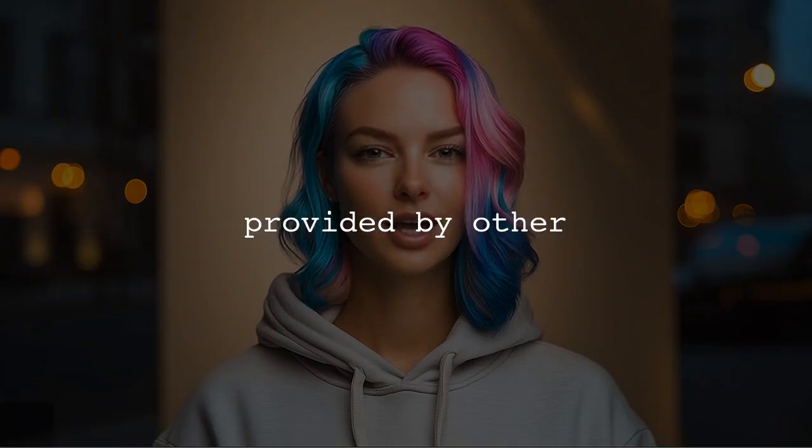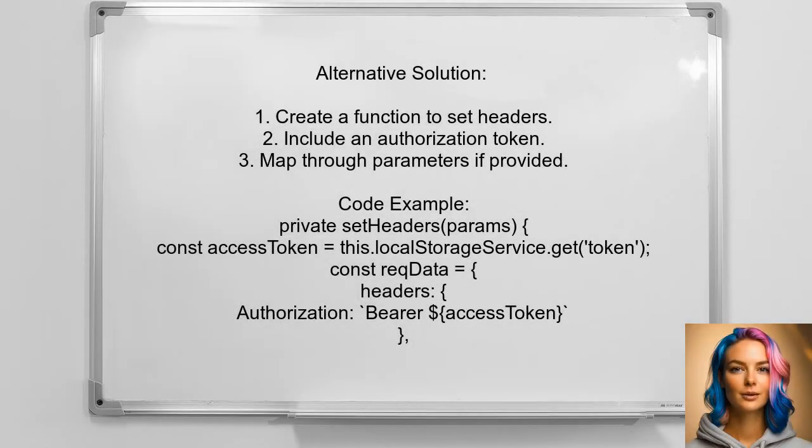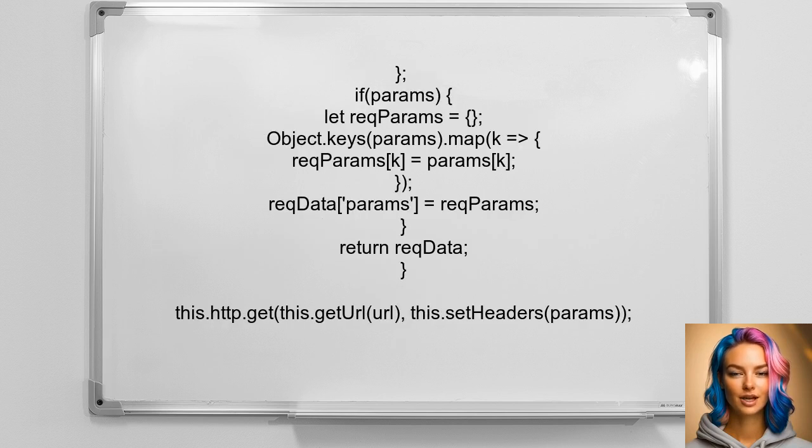Now let's look at the answers provided by other users. An alternative approach shared by another user involves setting headers and parameters for the HTTP GET request. They create a function to set headers, including an authorization token from local storage. If parameters are provided, they map through them to include in the request.